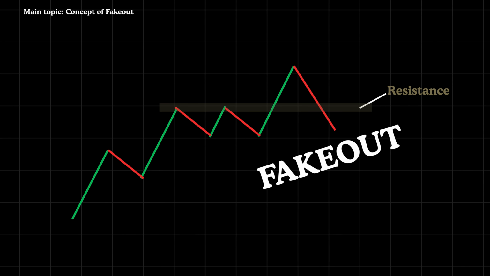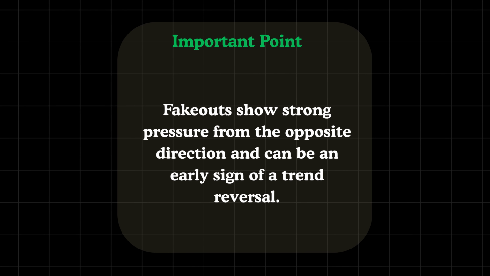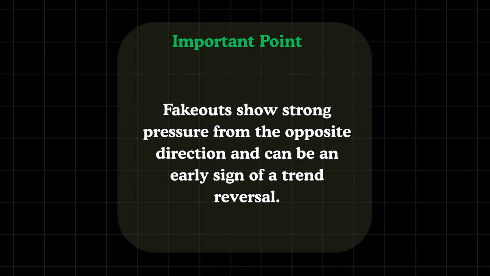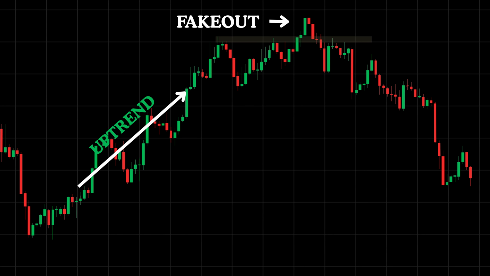fake out. Here's a key takeaway: fake outs show strong pressure from the opposite direction and can be an early sign of a trend reversal. In this case, we had an ongoing uptrend until a fake out occurred and the market turned from that point.